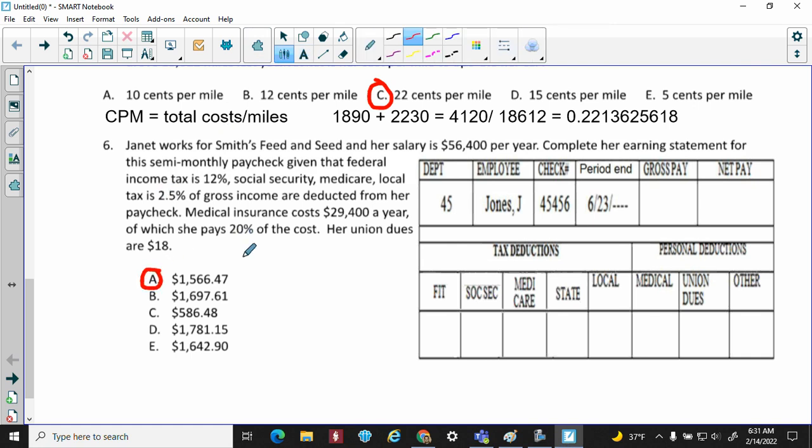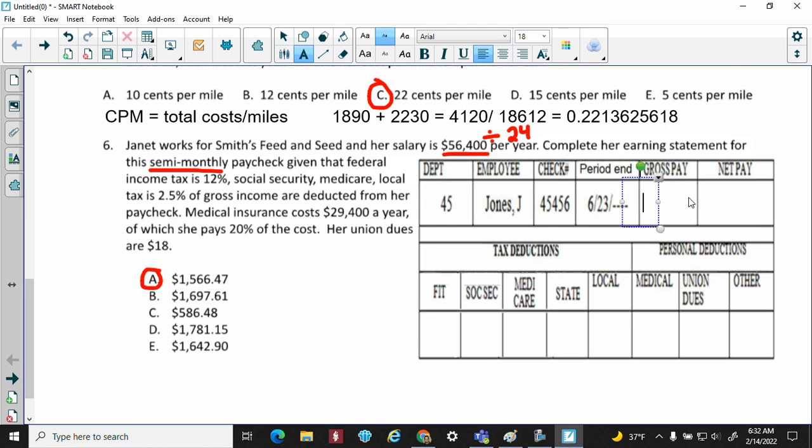Janet works for Smith's Feed and Seed. Her salary is $56,400. It says complete her earnings statement semi-monthly. First thing I need to do is take $56,400 divided by 24, because that's what semi-monthly is. That ends up being $2,350. So her gross pay before any taxes or any deductions is $2,350.